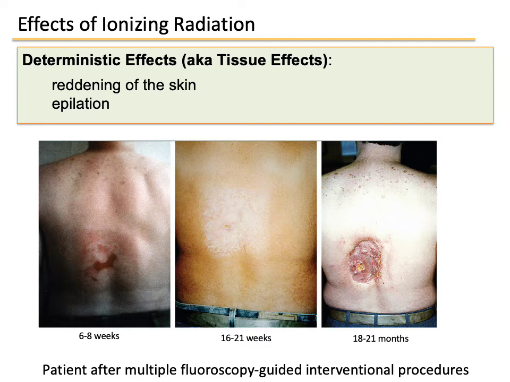We can see that there are different tissue effects that manifest at different times after exposure to radiation. On the left is a photograph taken 6 to 8 weeks after the procedures. We see some skin reddening. This is a classic appearance of a radiation-induced skin injury where we can see the well-defined edges of the radiation field. By 16 to 21 weeks after the procedure, a small ulceration had formed. Much later, 18 to 21 months after the procedures, a large area of tissue necrosis is visible. This patient required a skin graft.